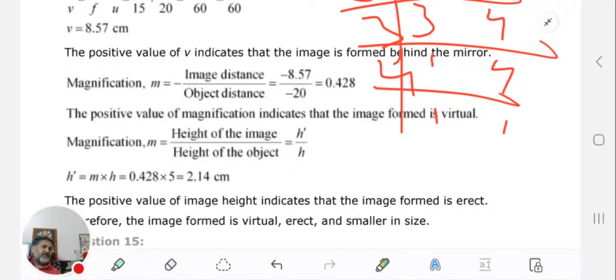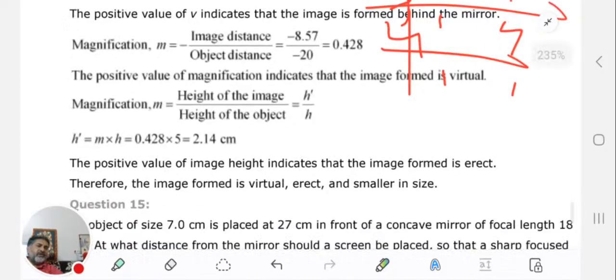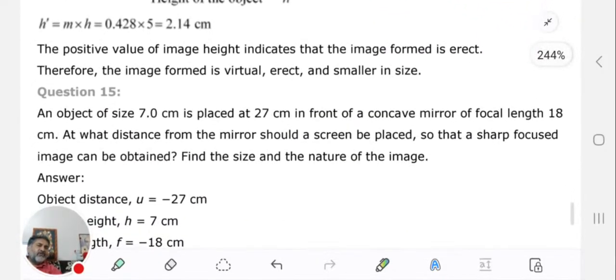Magnification m is equal to height of image upon height of object, h dash upon h. So h dash is equal to m into h, એટલે કે 0.428 into 5 is equal to 2.14 centimeter. The positive value of image height indicates that the image formed is erect. Therefore, the image formed is virtual, erect and similar in size.